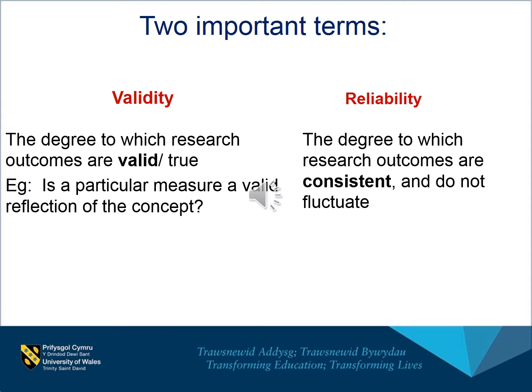So for example, does the number of times a person enters a shop reflect the popularity of the products of that shop, or is it actually something completely different? Reliability is the degree to which the research outcomes are consistent and do not fluctuate. So it's very similar to repeatability. And again, if you are undertaking quantitative research, you would expect that if you undertook the same method, let's say an experiment, you'd get the same result each time.